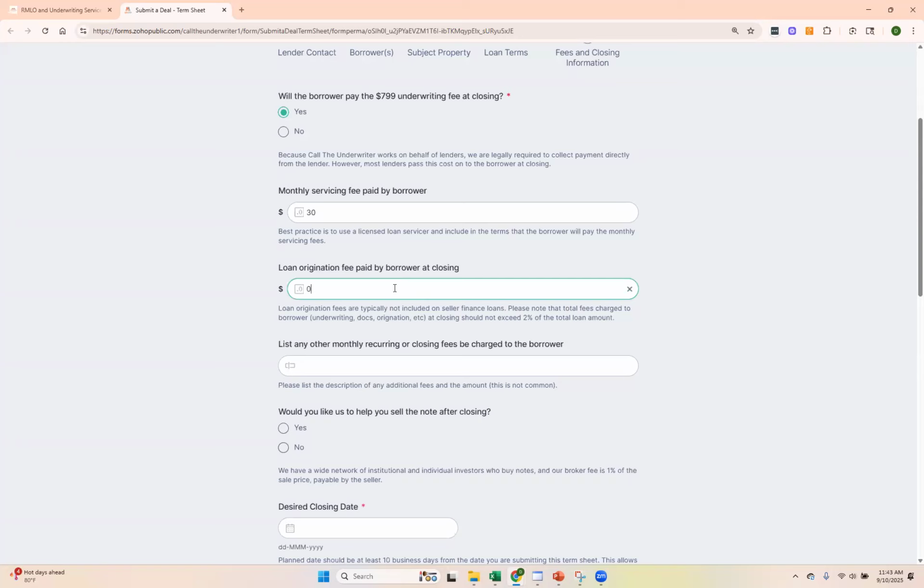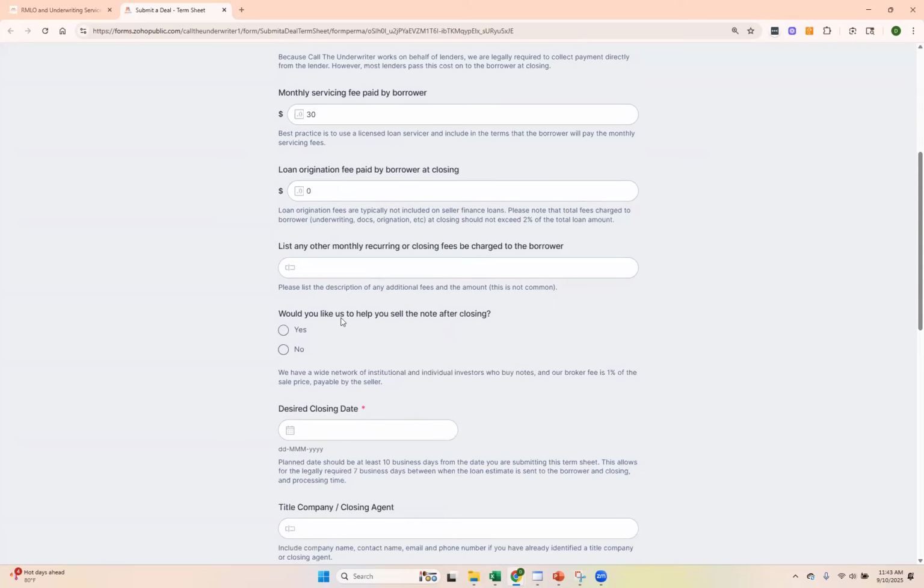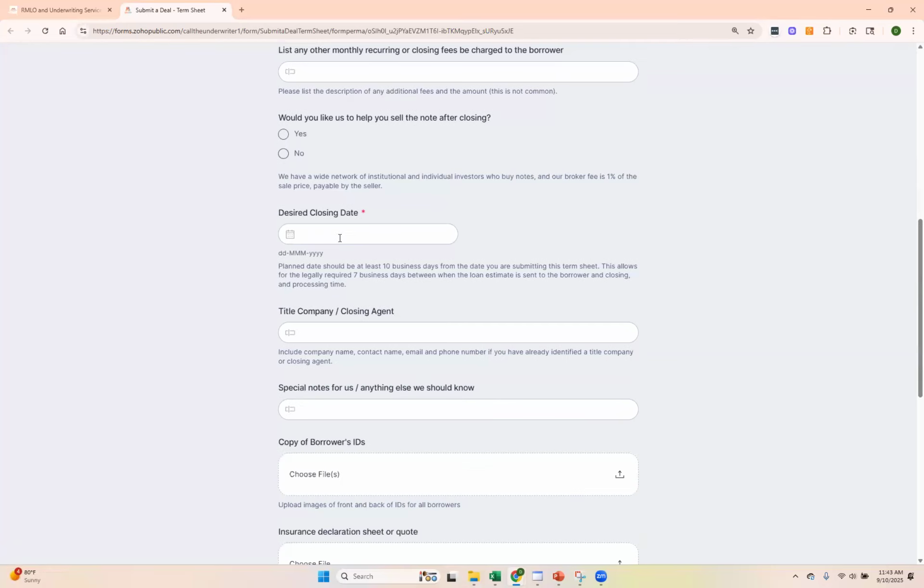Say our loan origination fee is 0. And then if there's anything else charged to the borrower, don't expect there to be. These would be kind of unusual corner cases, but it's a field just in case there is something. Would you like us to help you sell the note after closing? That's something we do now and then.